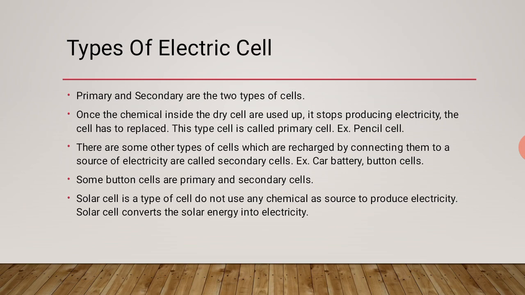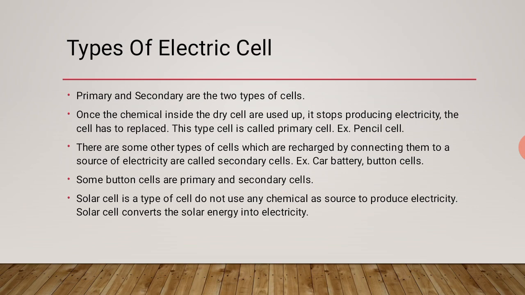Secondary cells are those which can be recharged by connecting to an electric source. It means we can charge it again. Those cells are called secondary cells. Examples are car battery and button cells. Some button cells are primary and some are secondary, so in button cells we will find both primary and secondary cells.